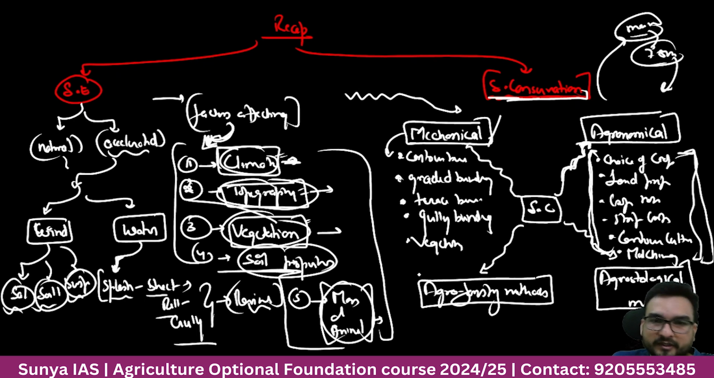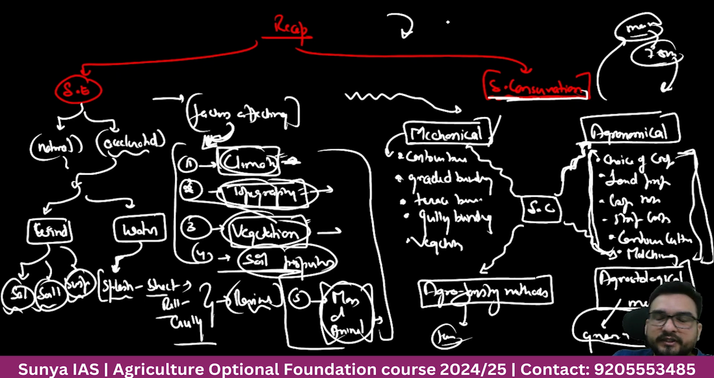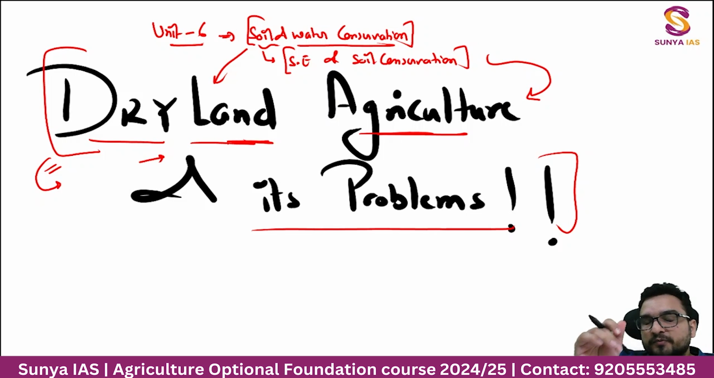We are creating something. In agroforestry, we'll grow the forest. In agroecological methods, we'll grow the grasses plus legumes. You know the details about this. So all this we tried to see in the last class, and now we will move ahead and see the most important topic of this particular unit, that is dryland agriculture and its problems.